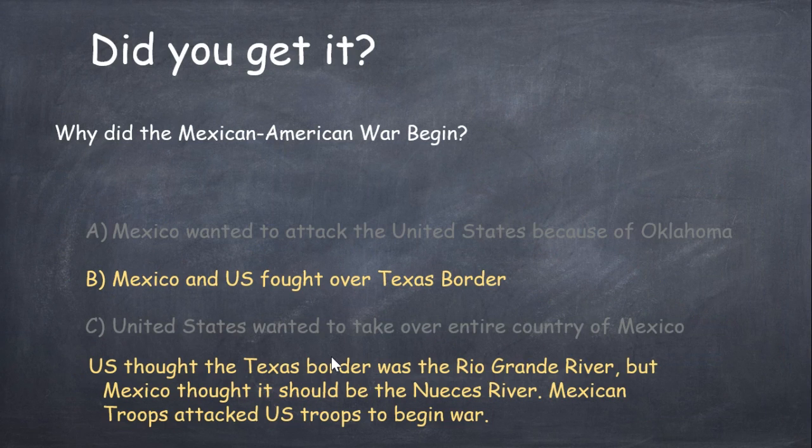Remember, the United States thought it was the Rio Grande River, but Mexico thought it was the Nueces River, and Mexican troops attacked U.S. troops, or the United States troops attacked Mexican troops. Either way, one of the two troops attacked somebody to begin the war at that border. So that's the big one, okay? So we want to remember that they fought over the Texas border.